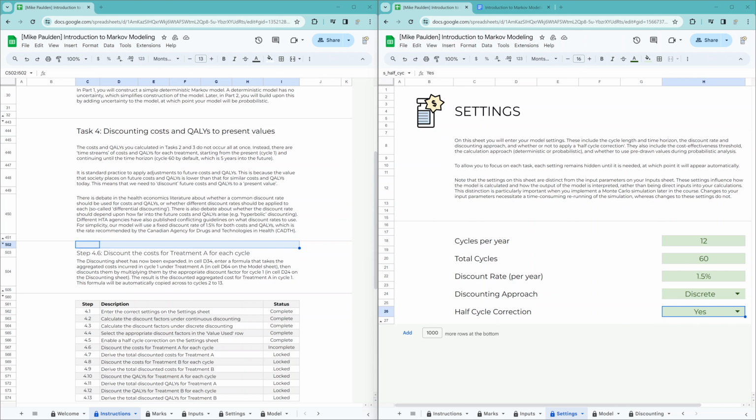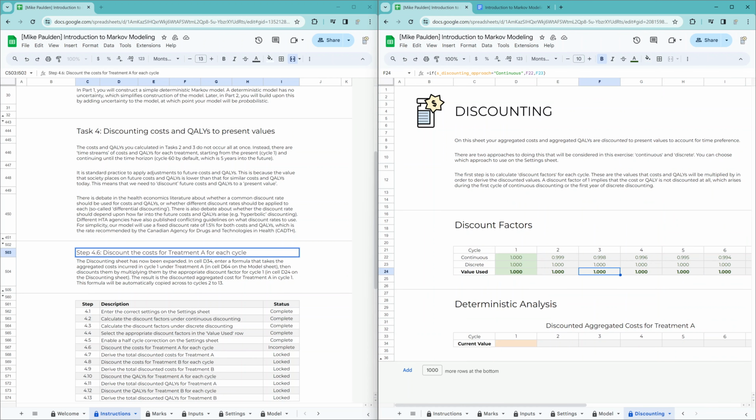So how would we do this? We first of all, before we apply the half cycle correction, we need to apply the discounting, and then we will use the half cycle correction in a couple of moments when we calculate the total costs. So step 4.6, discount the costs for treatment A for 1 cycle. So let's go back to the discounting sheet. You can see a few more rows have appeared, and here we need to discount the costs for treatment A in each cycle.